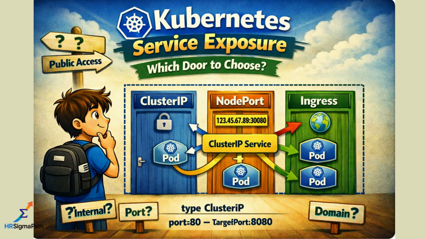So in Kubernetes, services decide how your app is exposed. Let's look at the three main methods: ClusterIP, NodePort, and Ingress.